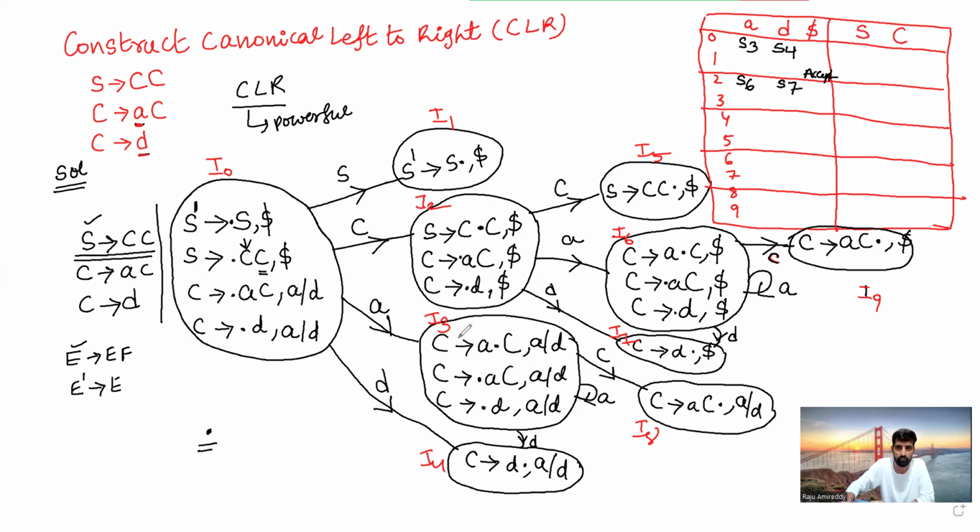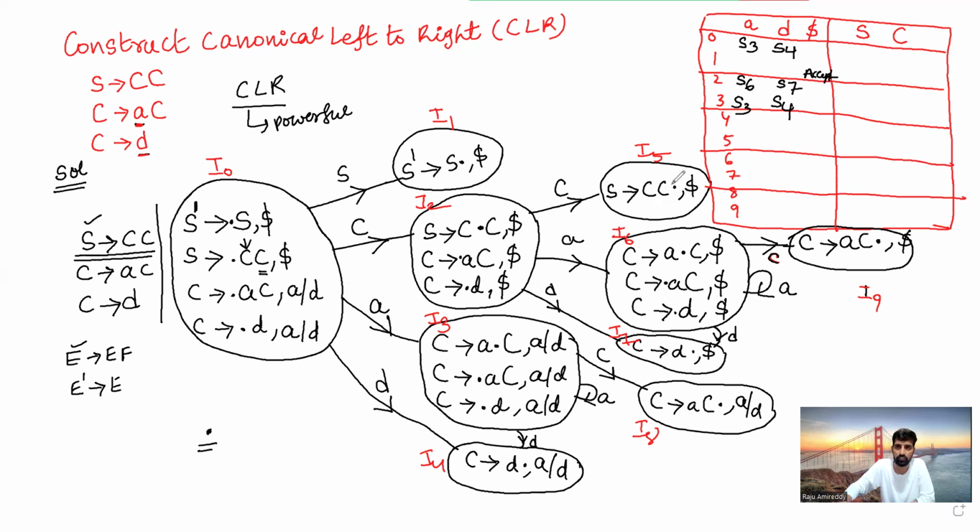I3 on small a goes to I3 itself. This is called S3. I3 on small d goes to this one. Next, I3 on D goes to I4. This is S4.